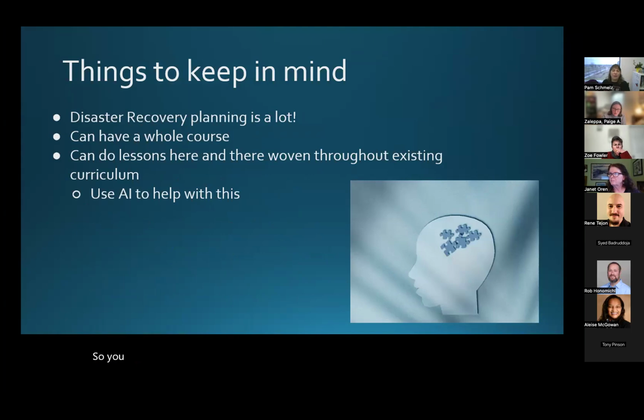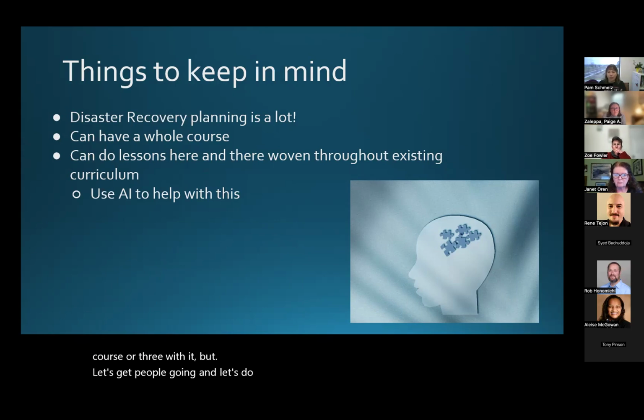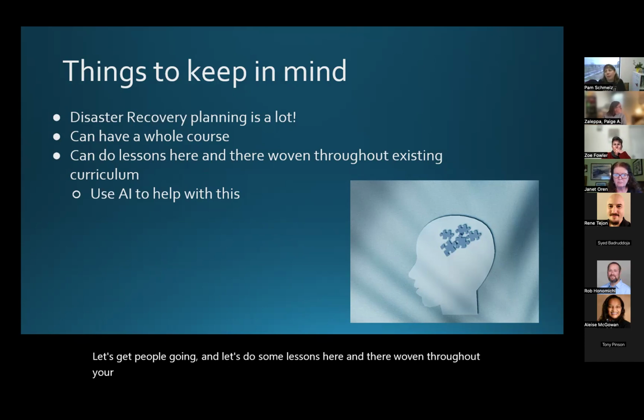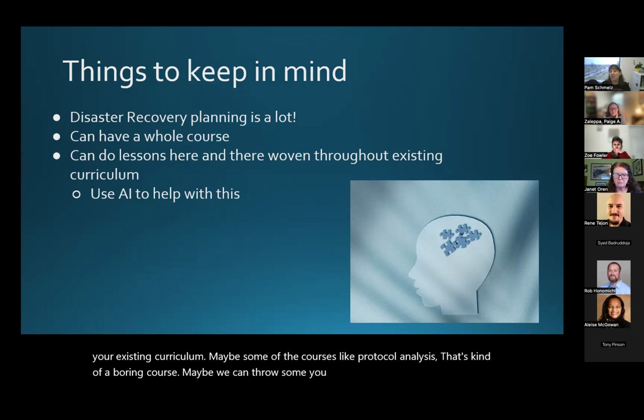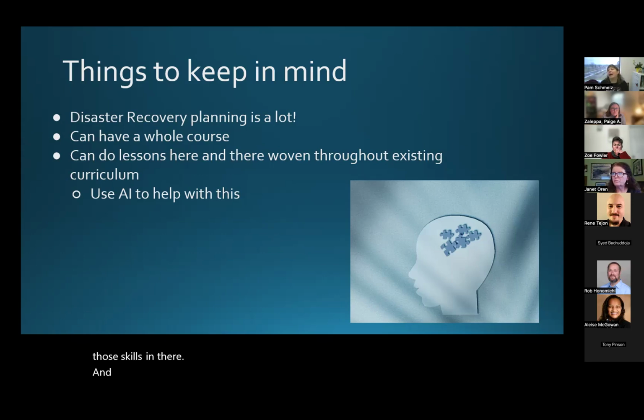We've kind of talked about this, some of the things to keep in mind, right? Disaster recovery planning is a lot. You can have a whole course or three with it. But let's get people going and do some lessons here and there, woven throughout your existing curriculum. Maybe some of the courses like protocol analysis, that's kind of a boring course. Maybe we can throw some incident response in with our protocol analysis class as we're doing Wireshark analyses, right? Liven it up a little bit and get those skills in there. And again, you can use AI to help with this.